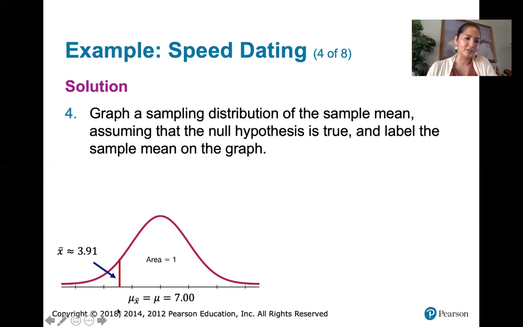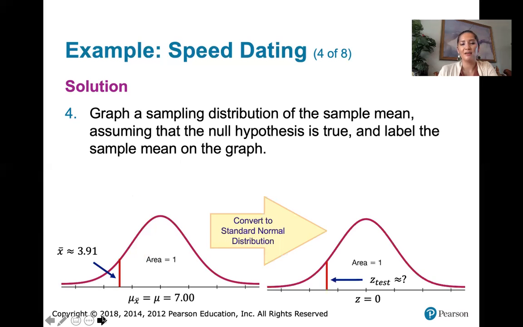Now, in order to answer this question, the question of whether or not this x bar equals 3.91 is significantly low, given that the null hypothesis is true, we need to convert that x bar to a test statistic. Since we know the population standard deviation sigma, we can use z-scores rather than t-scores. So we're going to convert from this distribution to a standard normal distribution. So we're saying if x bar equals 3.91, what's the corresponding z-score? How many standard deviations below the mean is this 3.91, provided the actual mean is 7.00?